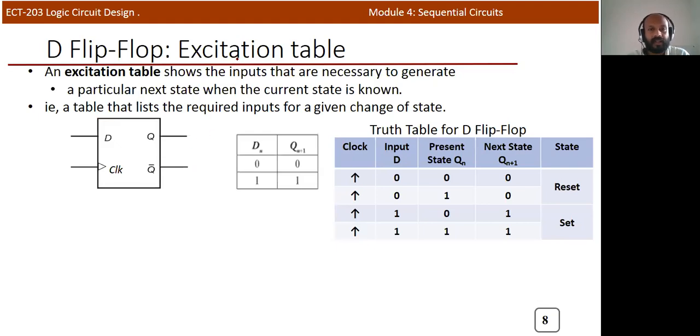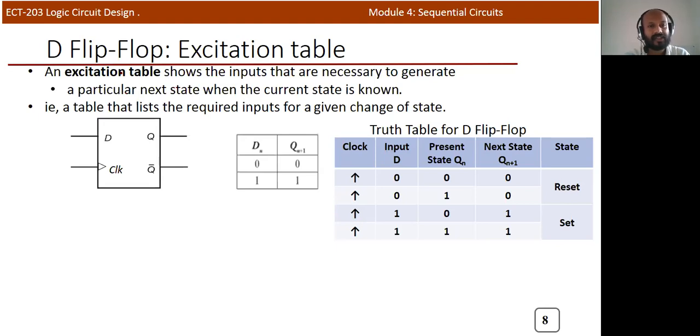When you discuss any flip flop, you need to consider two main parts. One is the truth table and another one is the excitation table. Here you can see the difference between the excitation table and the truth table. An excitation table shows the inputs that are necessary to generate a particular next state when the current state is known. The truth table is simply the input output relationship. Excitation is also similar to that, but the concept is different.